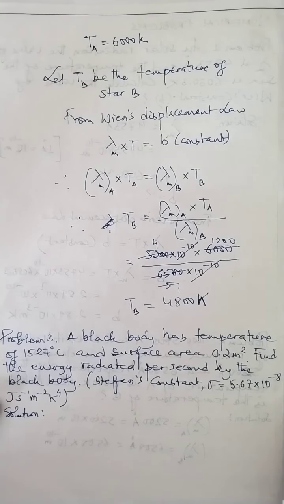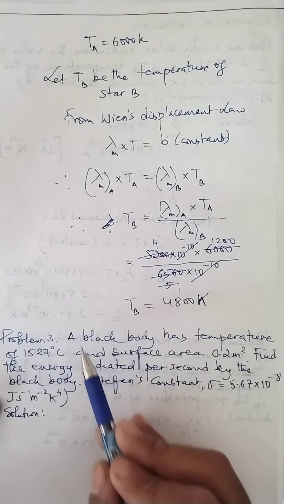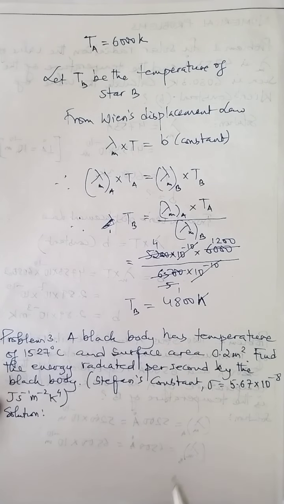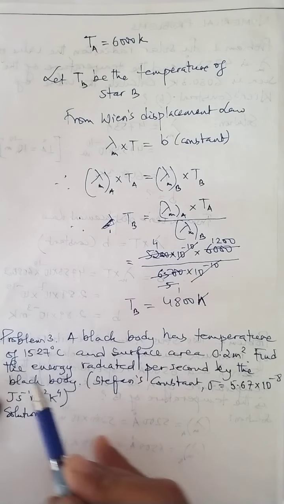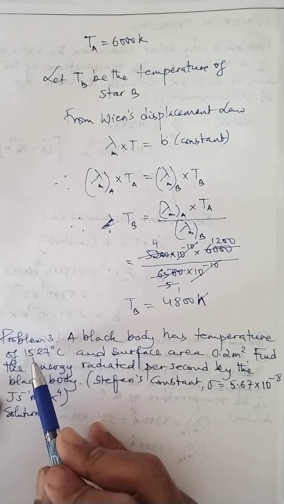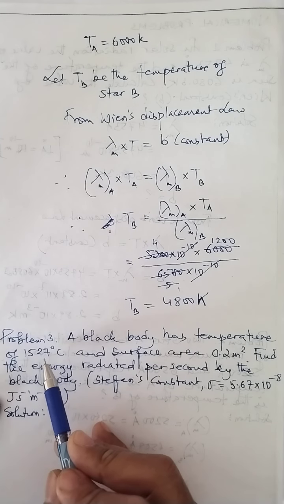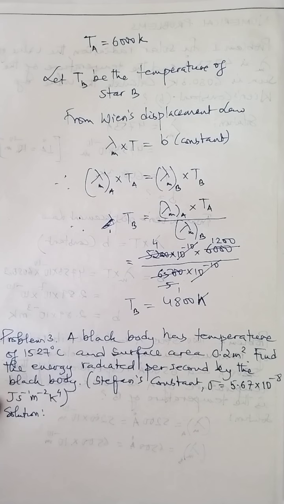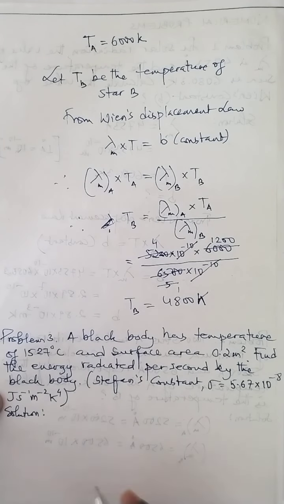Alright, my dear children of class 11 science, we will move to the next numerical problem, problem number 3, and this is actually a problem based on Stefan's law that you have learned in case of black body. Problem number 3 says that a black body has a temperature of 1527 degrees Celsius. So what is the temperature of the black body? 1527 degrees Celsius. Let me start doing the solution of this question.